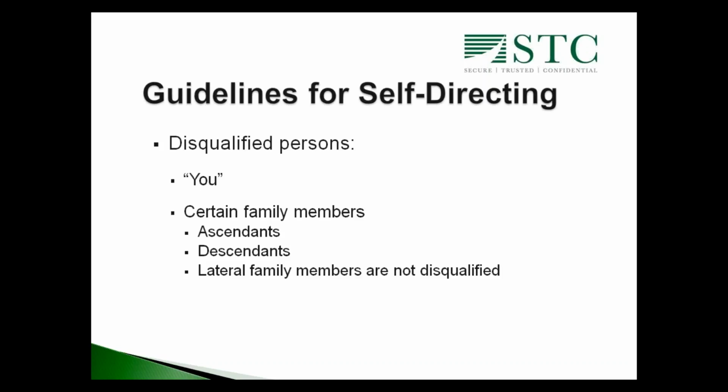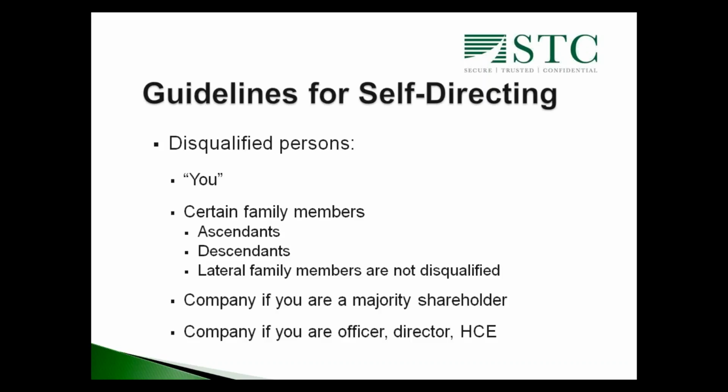So for example, let's say that your father owned a vacation property at Hilton Head. Your retirement account could not purchase it from your father or your daughter. However, lateral family members are not disqualified persons. So if your brother or your sister owned that property, your retirement account could purchase it from them. So you do need to be aware that some persons in your family are disqualified and some are not.